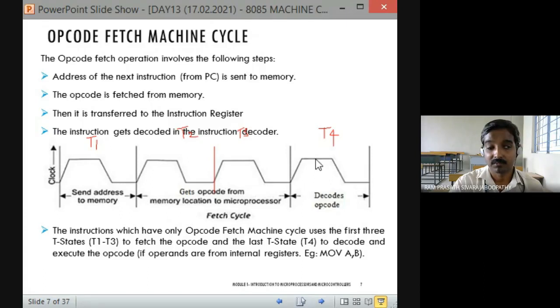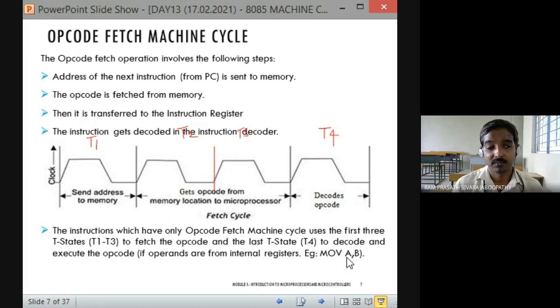What is the meaning of this instruction, MOV A, B? Kindly type it in the chat. Move A comma B, what is the meaning? The data from B register has to be copied to A register, correct? Fine. What about the data or the operand, where is the operand present now?